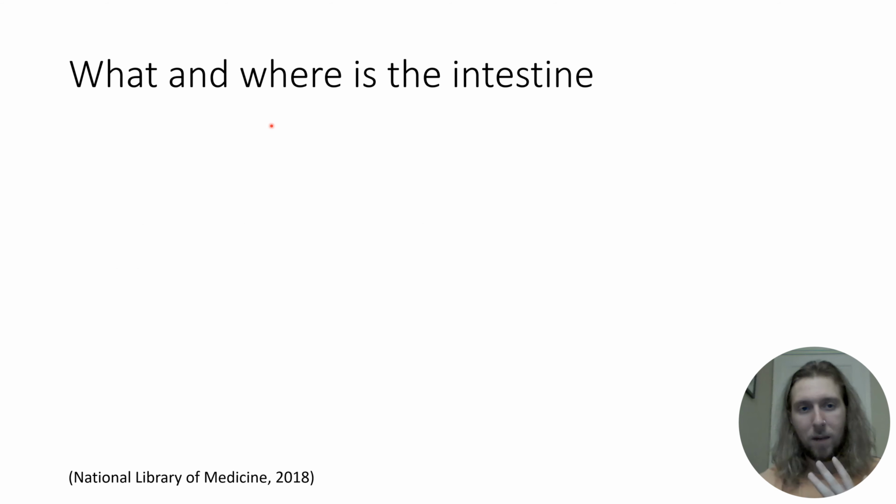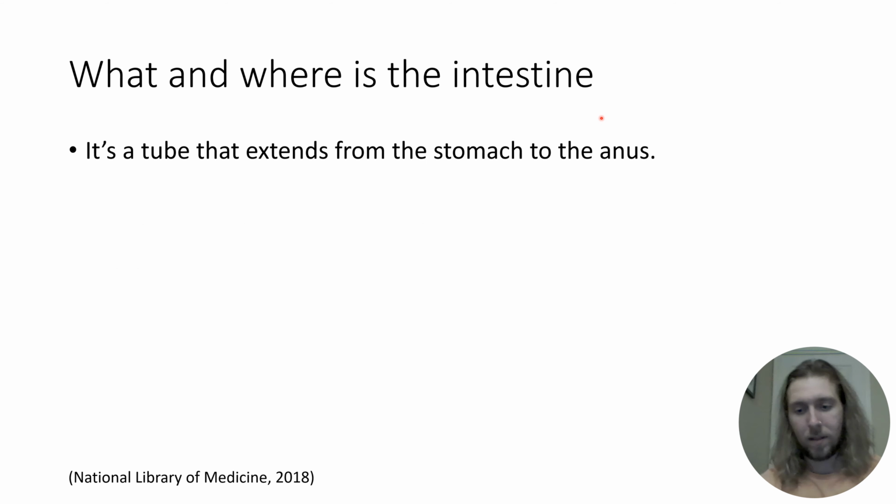What and where is the intestine? The intestine is a tube that extends from the stomach to the anus. In this video, I am not going to do a demonstration on my own anatomy of where the stomach and anus are situated. I'm making the assumption that you're already at an educated capacity to understand where the stomach and anus are on the body.